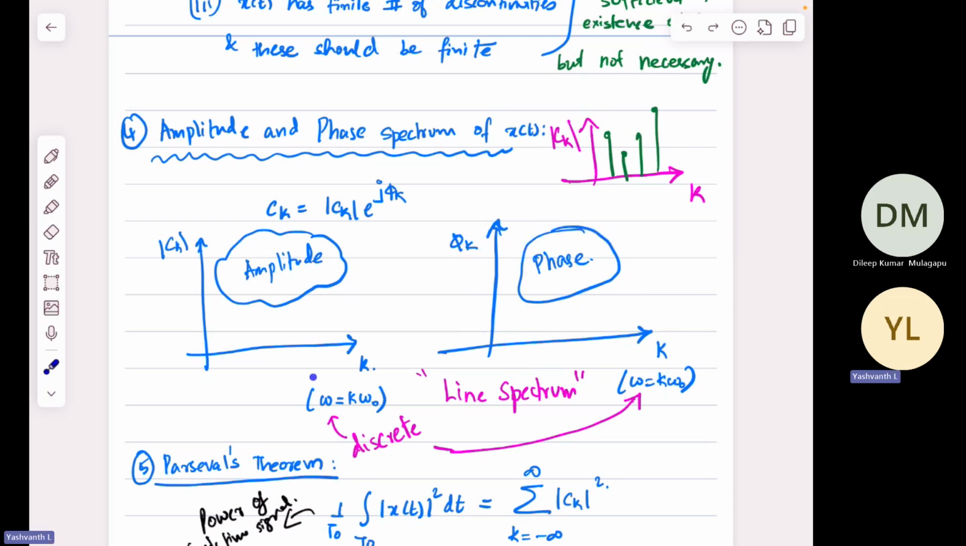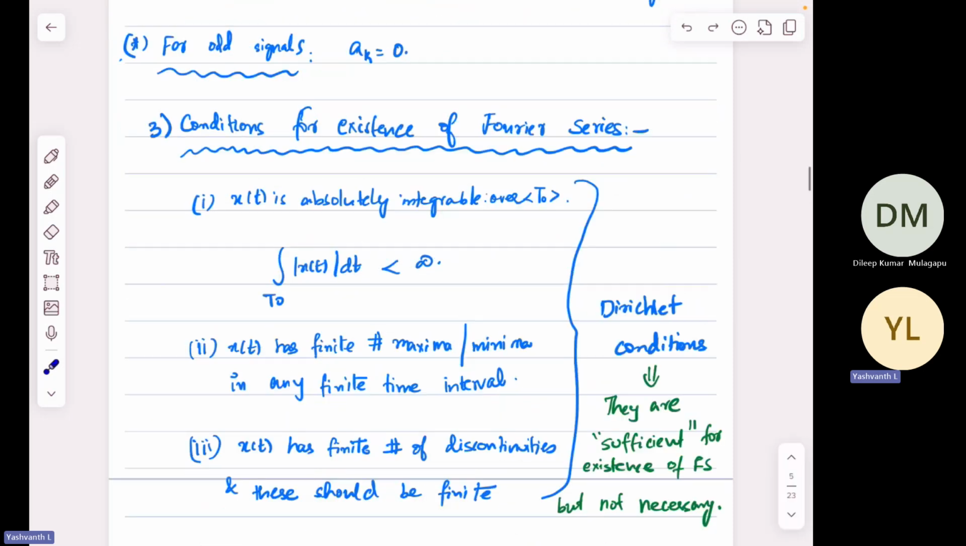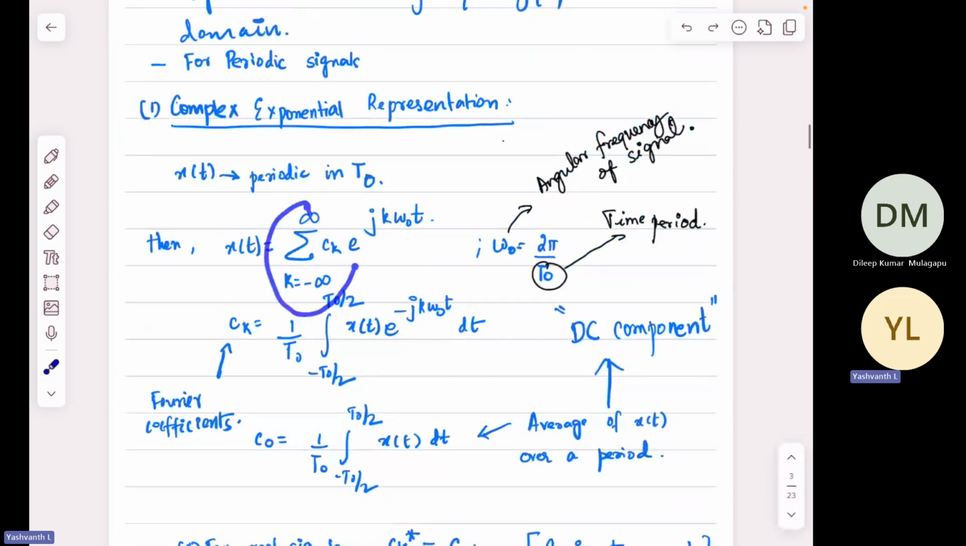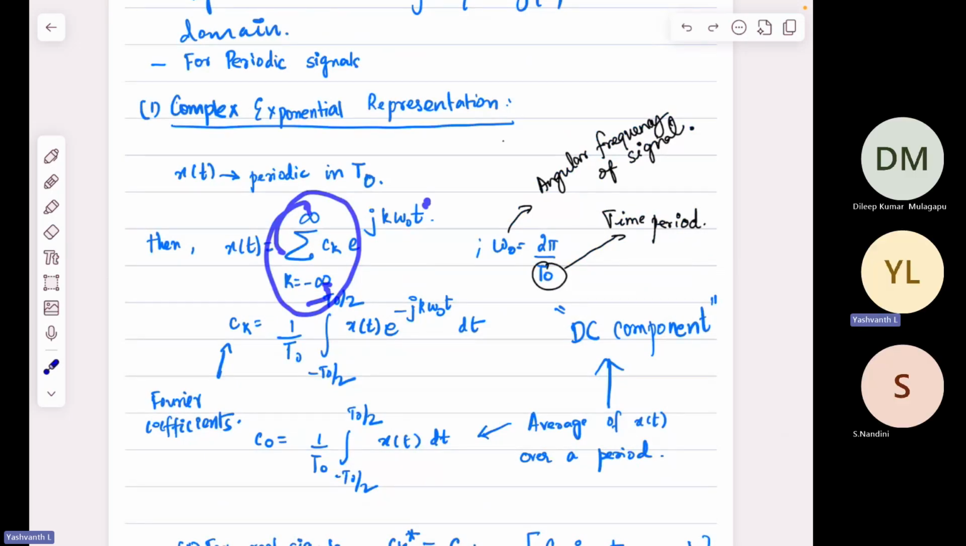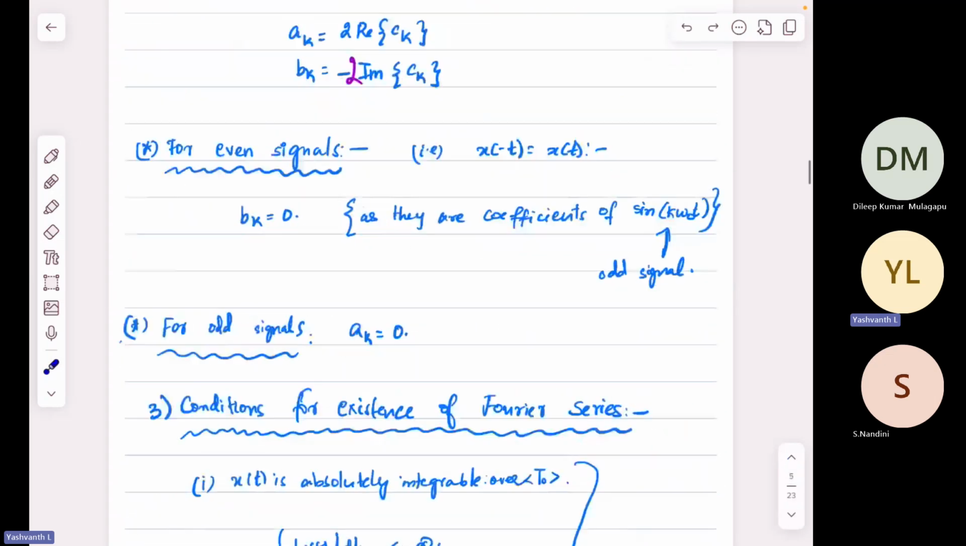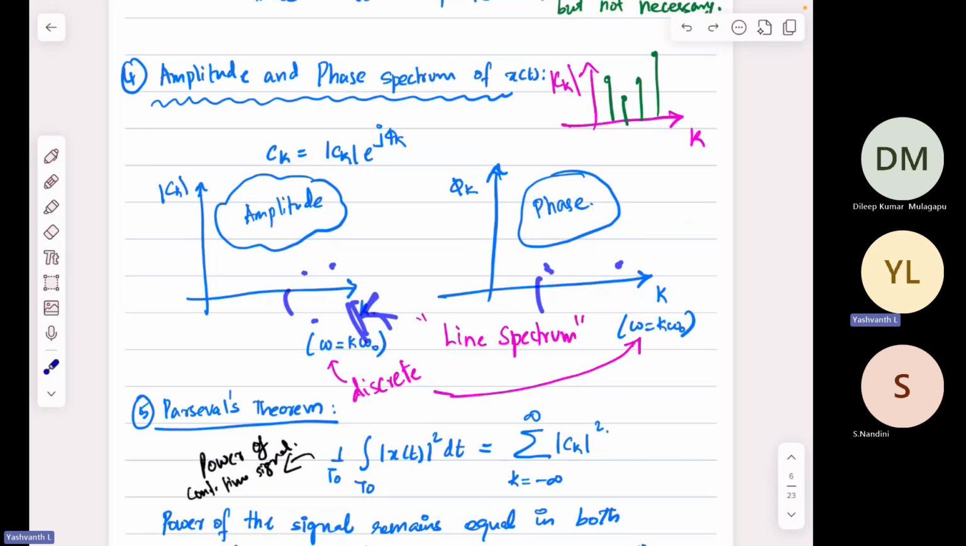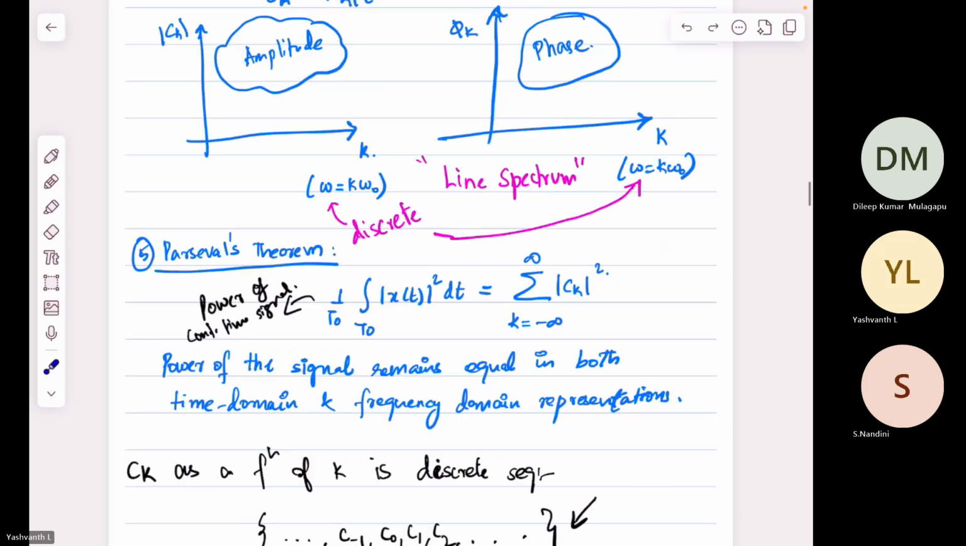These two are discrete signals. Why? Because k is an integer. You see, k ranges from minus infinity to plus infinity, but going back to the definition, it takes only integer values, k equal to minus infinity or minus infinity plus 1, like that. So your amplitude spectrum and phase spectrum will be discrete signals. So it's also called a discrete line spectrum.